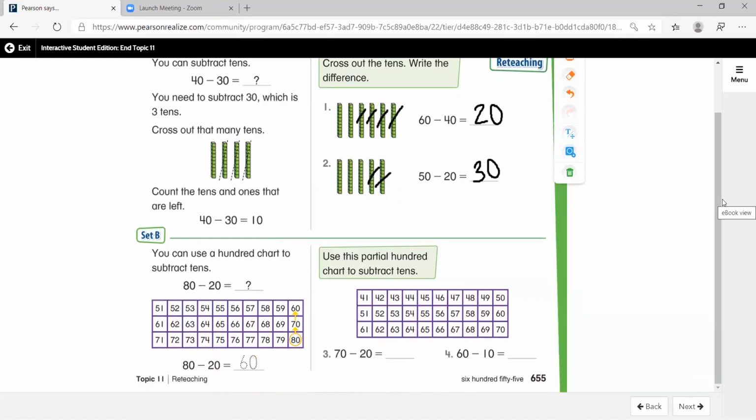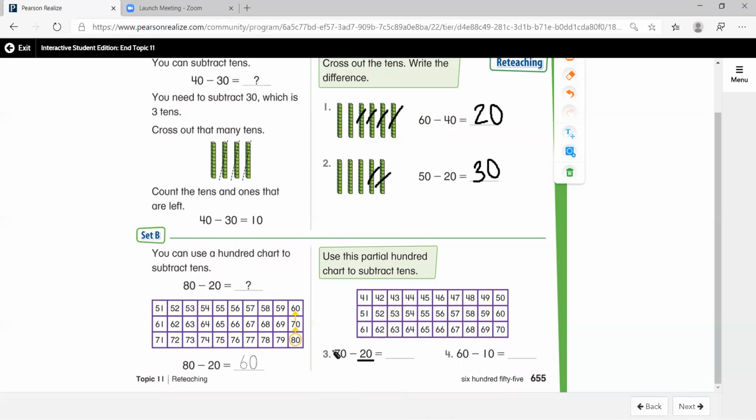Moving on to set B. In set B, we're going to practice using our hundreds chart to subtract. So for number 3 and 4, we're going to use our partial hundreds chart, which is pictured here for you. Now remember, when we count by ones, we move side to side. When we count by tens, we move up and down. So since we're counting by tens, because you can see here that our number we're subtracting ends in a 0, we have 2 groups of 10s, we're going to be moving up and down. When we subtract, we want a smaller number, so we'll move up on our hundreds chart.